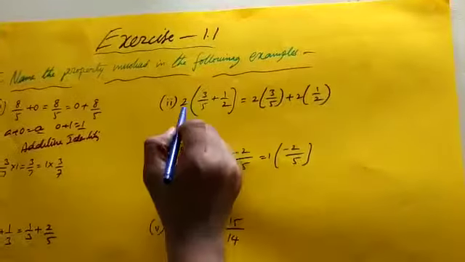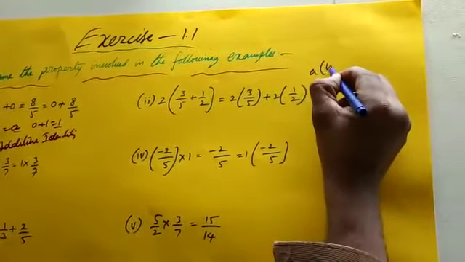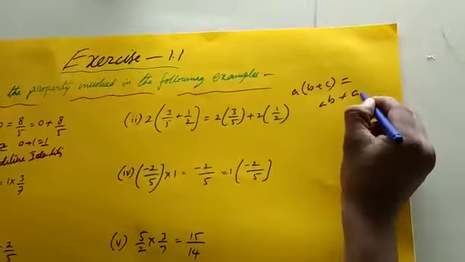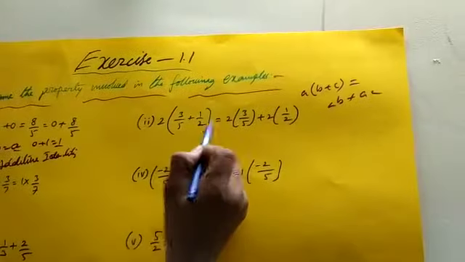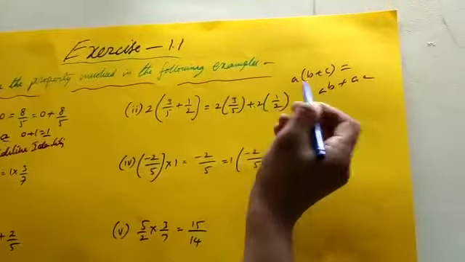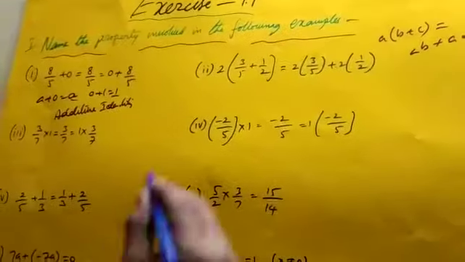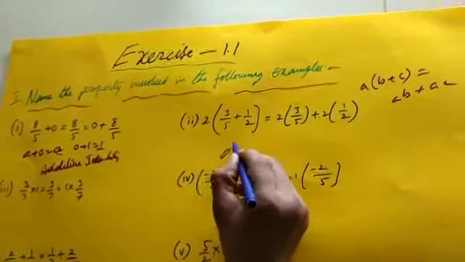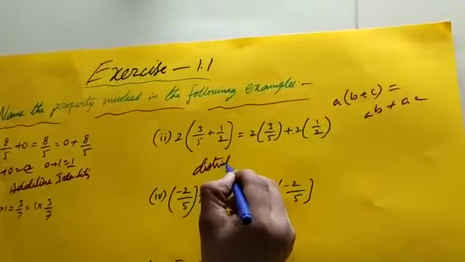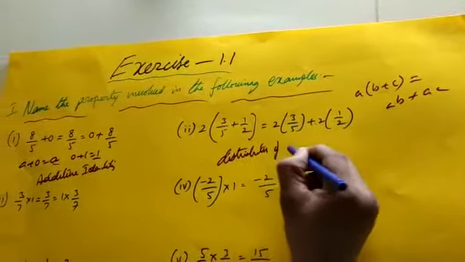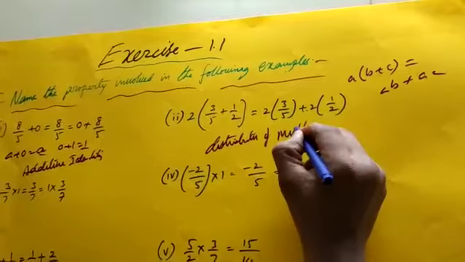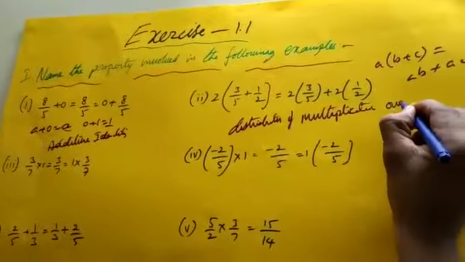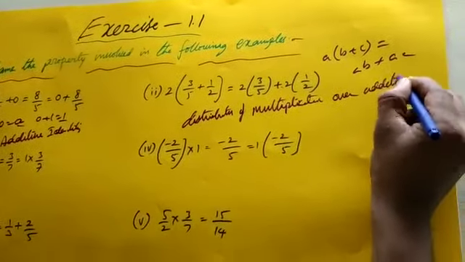Next, already we have discussed this. a into (b plus c) is equal to a into b plus a into c, that is ab plus ac. That is the distributive property, multiplication over addition. Distributive property of multiplication over addition.